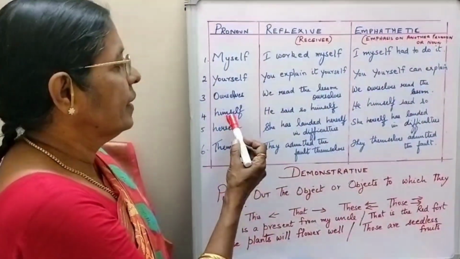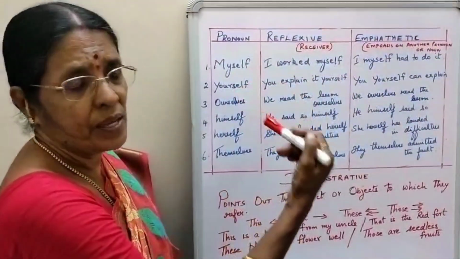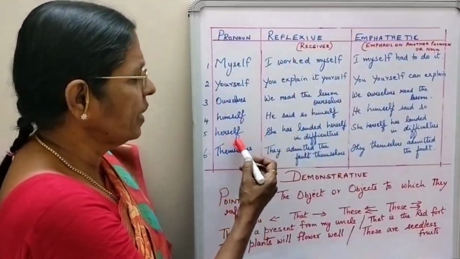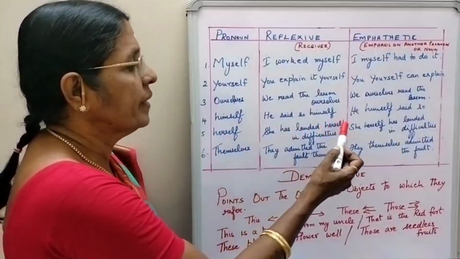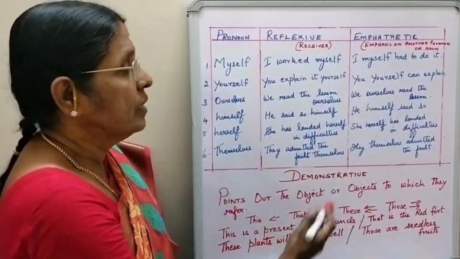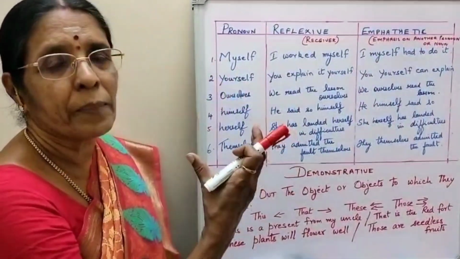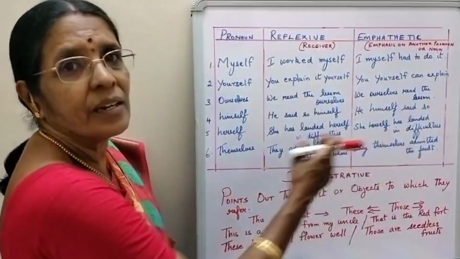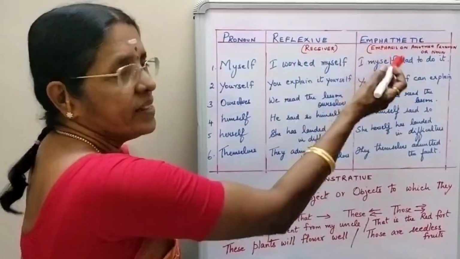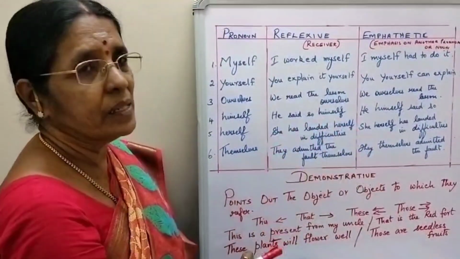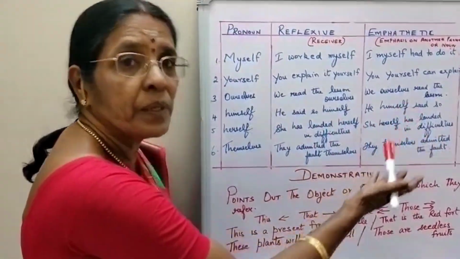Okay. Then, himself, he said so in himself. He himself said so. Similarly, for herself, she has landed herself in difficulties. She herself has landed in difficulties. If you listen to my pronunciation, you'll understand the difference between both reflexive and emphatic. Themselves, they admitted the fault themselves. They themselves admitted the fault.